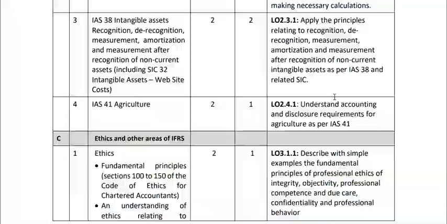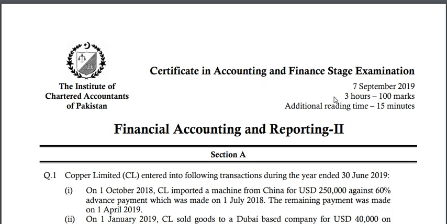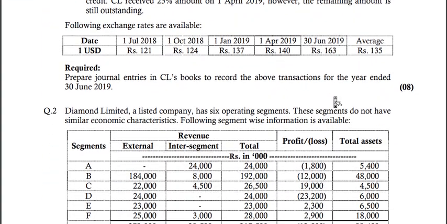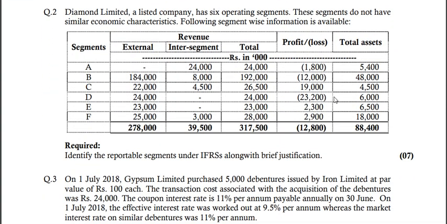So if we look at a question paper of FAR2, we will discuss the marking scheme of this question, which will let us know how to score marks in the exam. If we have a look at question number 2, as we see in front of us, this is a weightage of 7 marks.